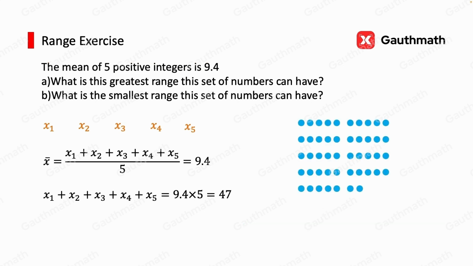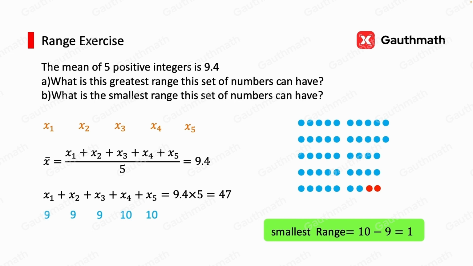As for the smallest range, we want the values to be as tight to each other as possible. And the closest combination we can achieve is 10, 10, 9, 9, 9. And therefore the smallest range is 10 minus 9 equals 1. And that is our final answer for part B.